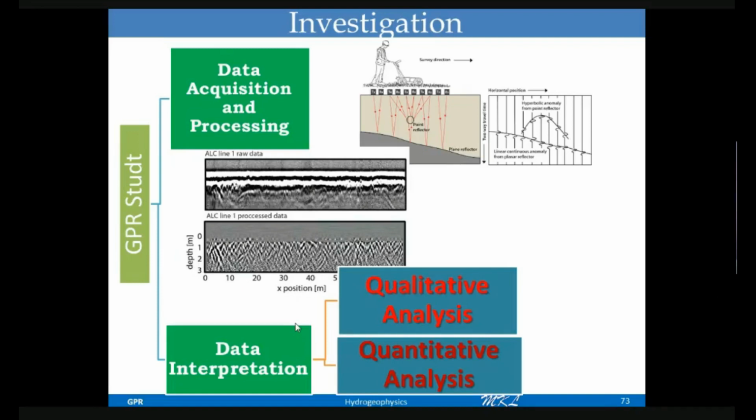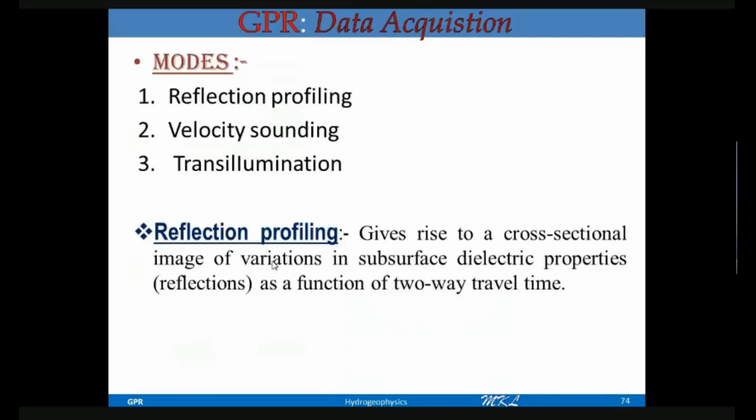So for the qualitative analysis, by seeing the structure or by seeing the reflections, we generally interpret that this is a coastal dune or this is a channel. Okay, that's the qualitative analysis. Now, if I go for the property or the dielectric property of that part, that will be the quantitative analysis. Okay, so first let's talk about the GPR data acquisition.